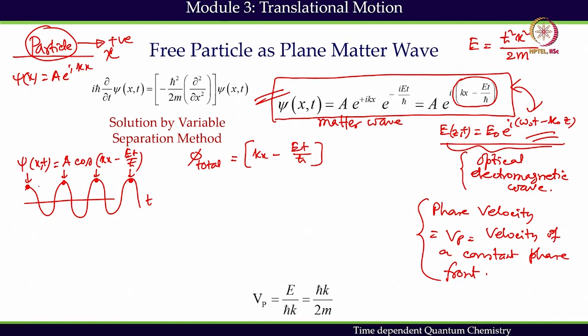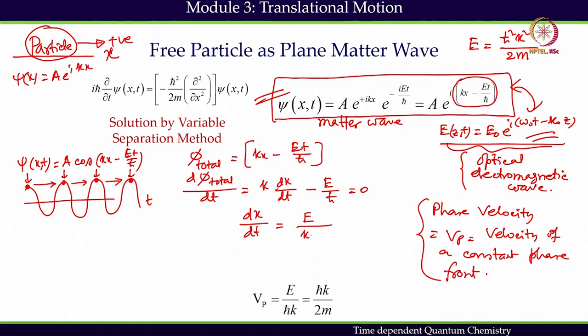So, if I ask this question, with what velocity it is repeating, or with what velocity it is propagating, that is the constant phase front propagation. And for that I need to make the first derivative zero. For the constant phase front, the first derivative is going to be 0 with respect to t. And that is why we get k dx/dt minus E by h cut, which is going to be 0. So, dx/dt equals E by k h cut.